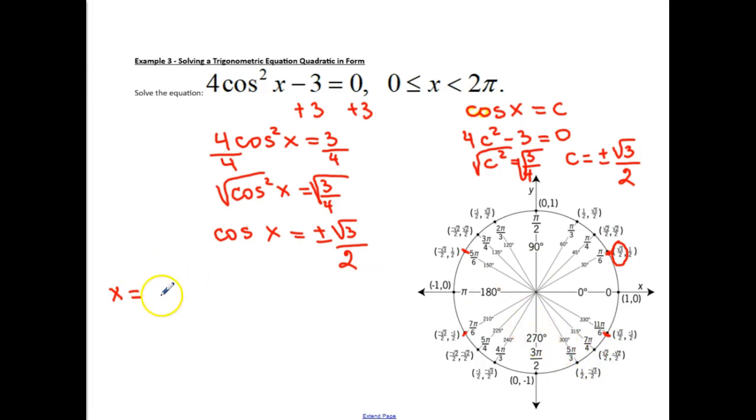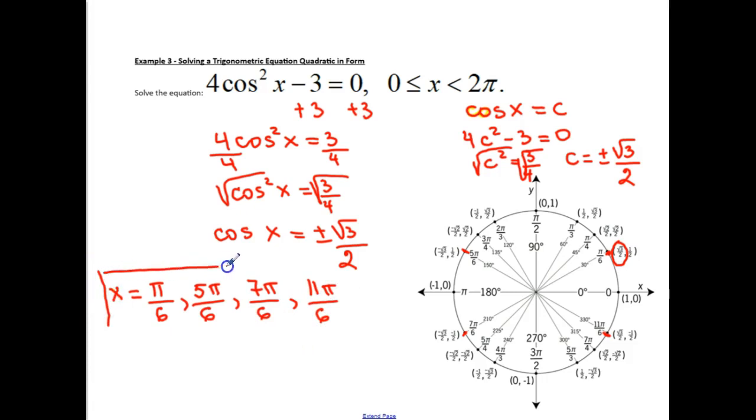So to give our answers, we have x is equal to pi/6, 5 pi/6, 7 pi/6, and then 11 pi/6. Note that 2 of those answers belong with the positive cosine result, and 2 of those belong with the negative cosine result. But we ended up with 4 separate solutions, and our original equation was in quadratic form.